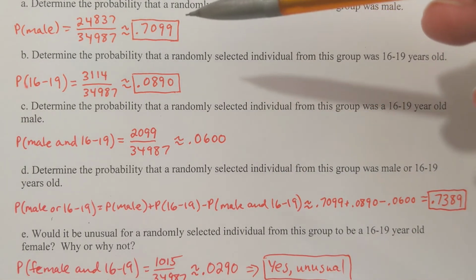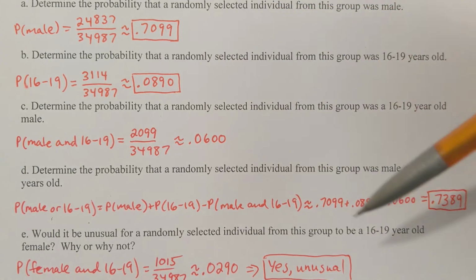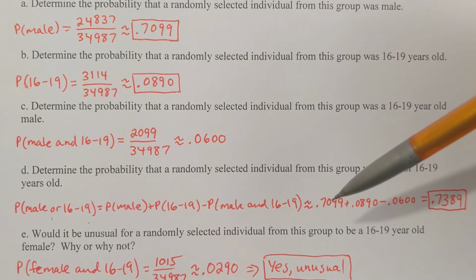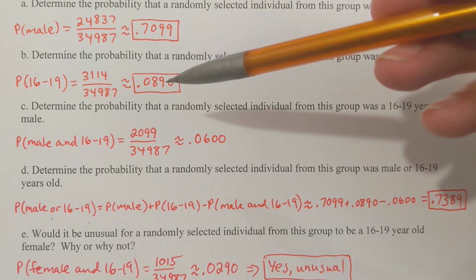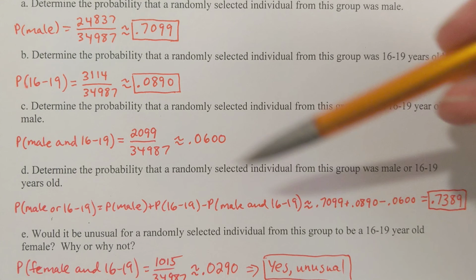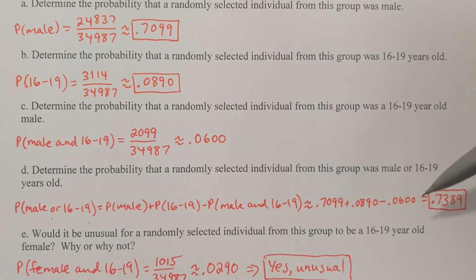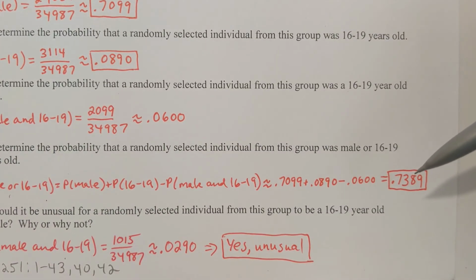Now I've got the decimals given, and so I'm using the decimals next. The probability of getting a male will be 0.7099 plus the probability of the individual being 16 to 19 years old, 0.0890, minus the probability of the person being male and 16 to 19 years old, 0.0600. So when I simplify that, 0.7389 would be my answer.